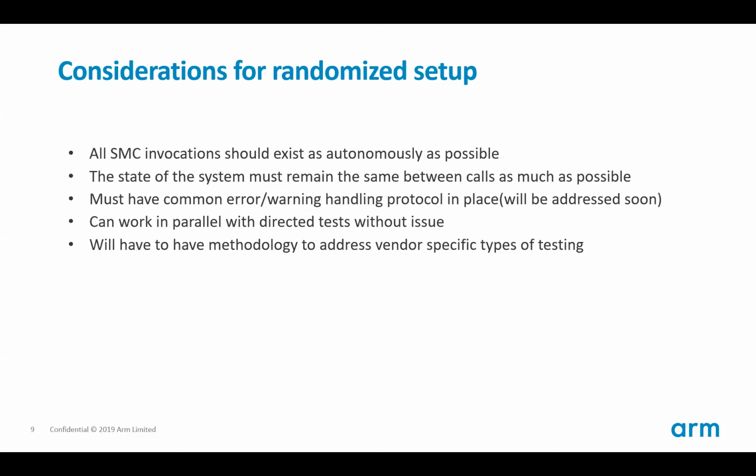So a few considerations. I think it's important to take note of the fact that all SMC invocations should exist as autonomously as possible. We don't want a lot of dependency between the SMC calls, if possible. Because if you have that dependency, then you have to start constraining the SMC calls one from another, and that tends to gum up the works for the randomized approach. But I'm not completely ruling that out.